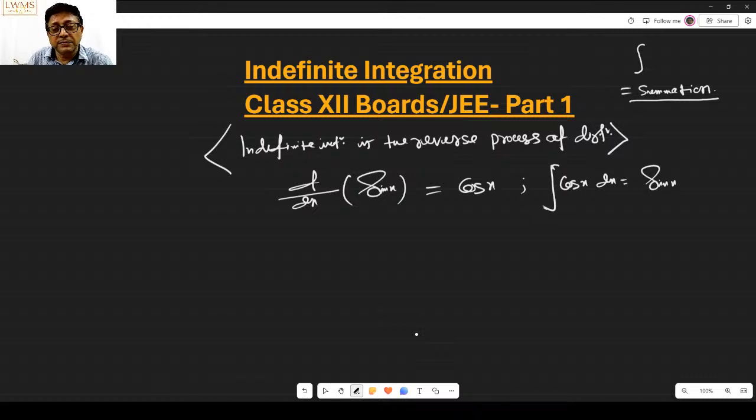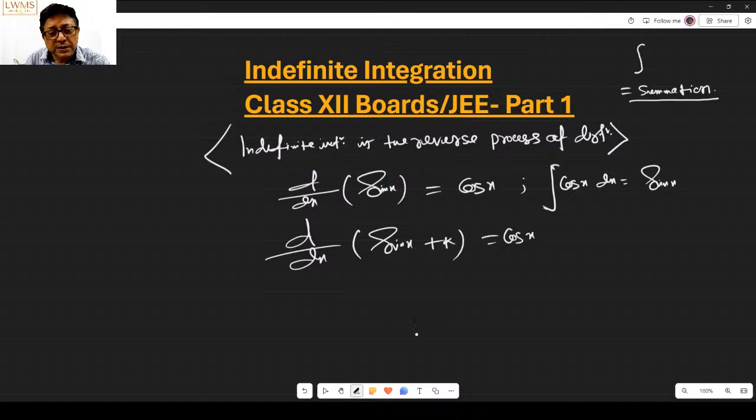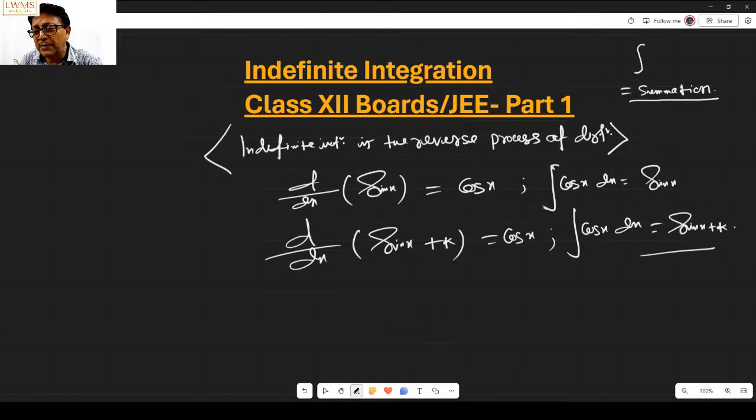For example, if we write derivative of sin x plus a constant, because a constant has derivative 0, so integration of cos x dx can be written as sin x plus k. This k will be referred to as the integration constant.